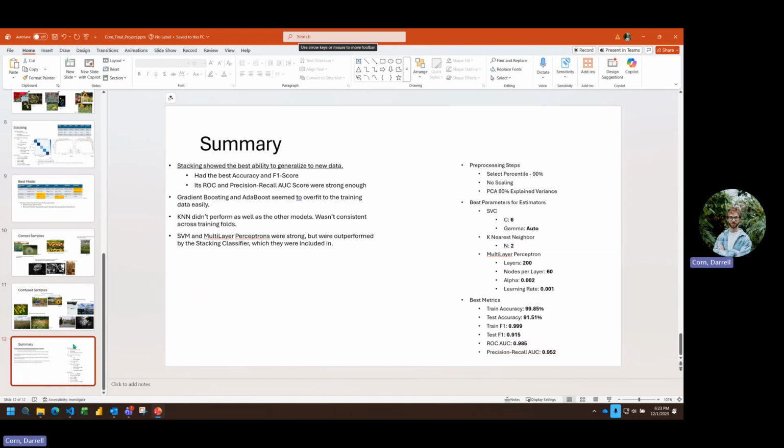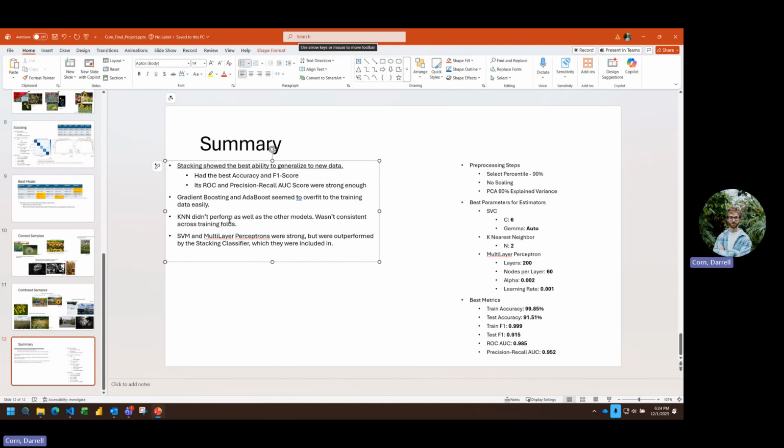So, all right, in summary, I think the stacking classifier has the best ability to generalize to new data. It had the best accuracy and F1 score, and its ROC and precision-recall area under the curve scores were strong enough, really. And some reasons that I think the other classifiers didn't do as well. Gradient boosting and AdaBoost, they both seem to be overfitting on the training data. I know that's a pretty common issue with them.